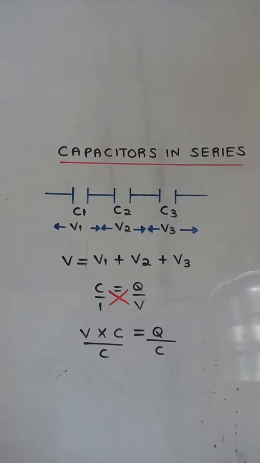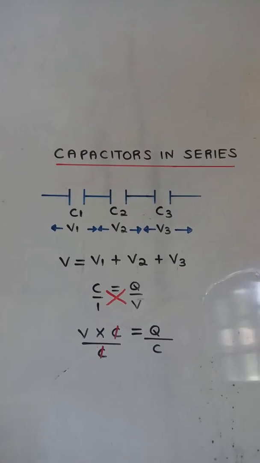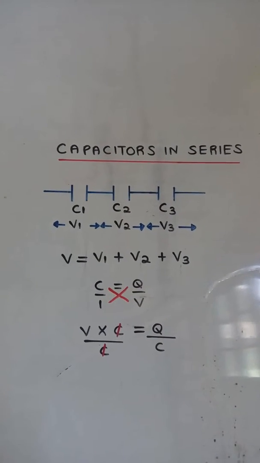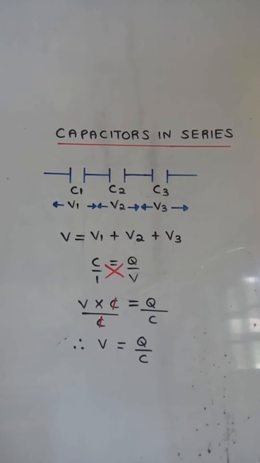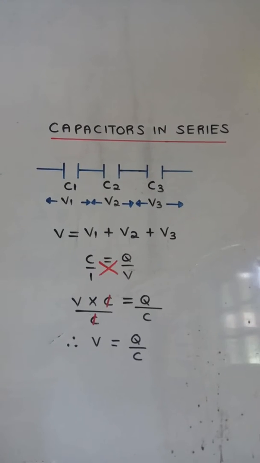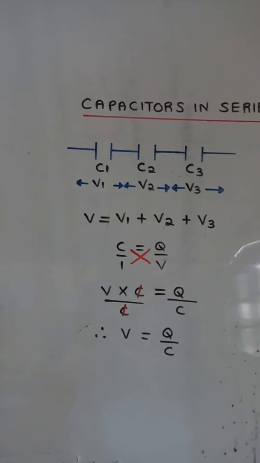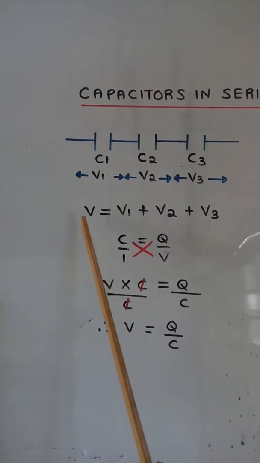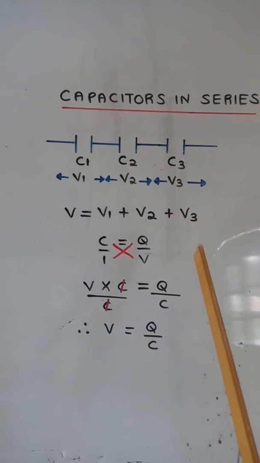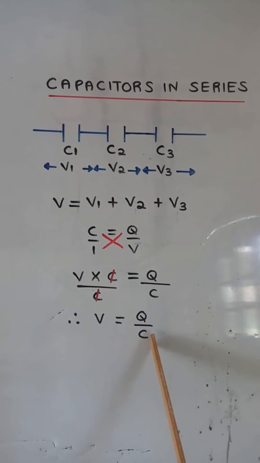Divided by capacitance on both sides. Capacitance cancels with capacitance. Therefore, potential difference is equal to amount of charge over capacitance. Then, instead of writing potential difference, we are going to write amount of charge over capacitance.